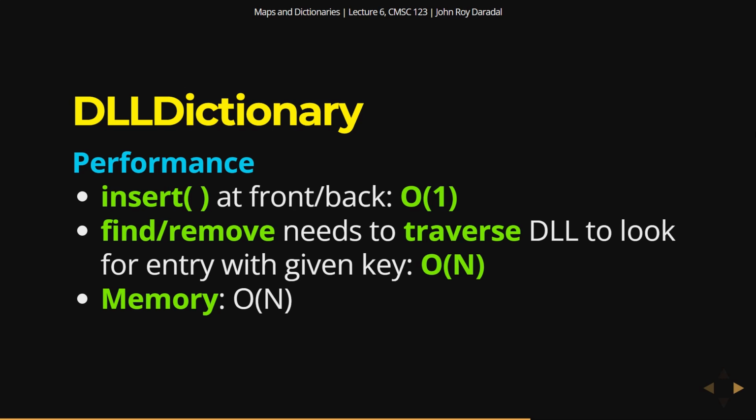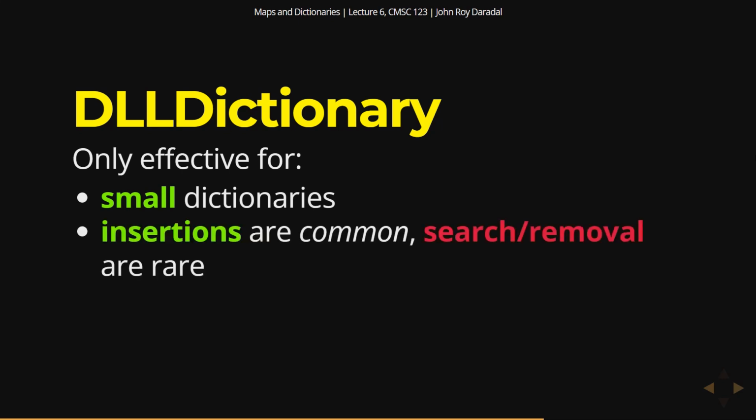Okay, so it did improve on the DLLMap's insertion, because we did not need to make sure that the key was unique. However, the find and remove still run in linear time. So the DLL dictionary implementation is only effective for small dictionaries, or if insertions are common, since it runs in O of 1, while the search and removal methods are rare.